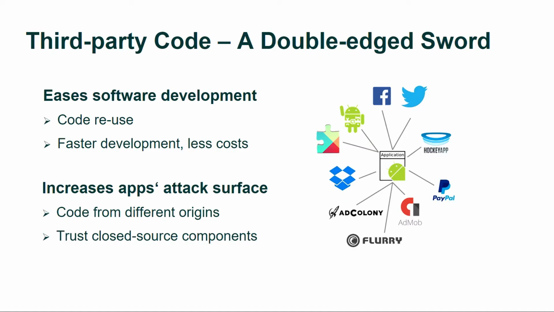Third-party code is a double-edged sword. On the one hand, it has become an indispensable aspect of modern software development. It eases the development process by allowing to reuse existing code, which usually results in faster development and reduced development costs. On the other hand, it also increases the app's attack surface as code from different origins is used. And such code may differ in terms of quality, maintenance, and reliability. If further closed source components are used, application developers must also trust library providers to adhere to security and privacy best practices.